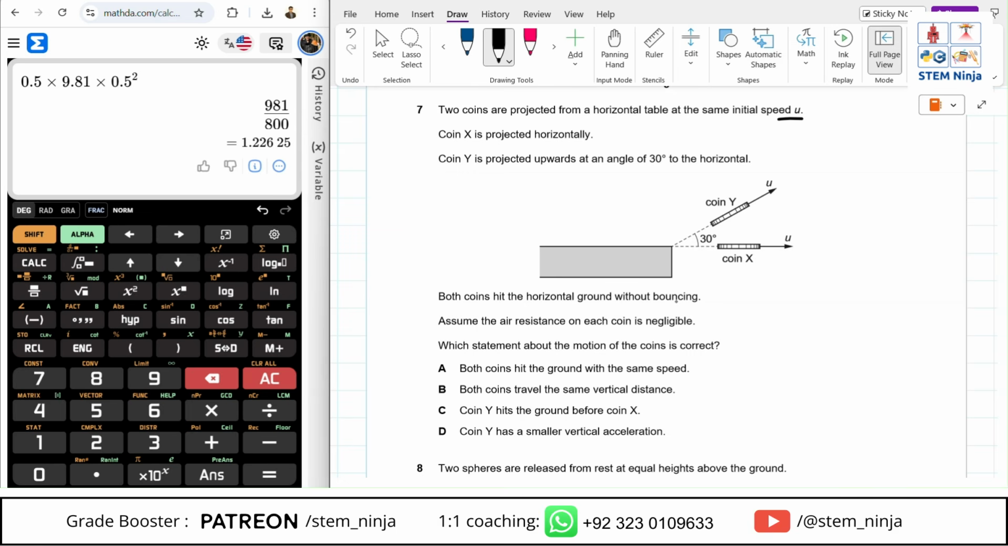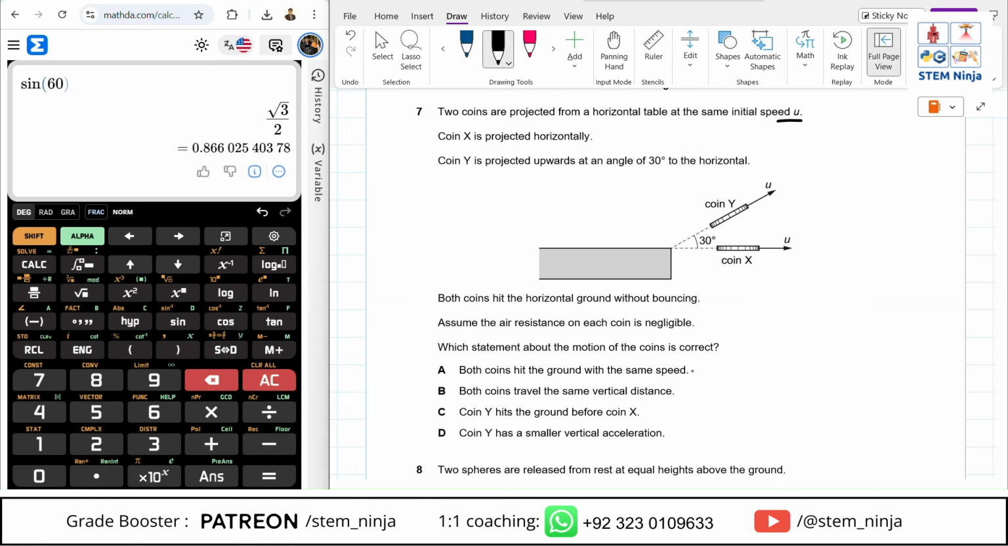Which statement about the motion of the coins is correct? Both coins hit the ground with the same speed. Now, this one is correct, but let's explain why. So this is the top of the table, and this is the actual ground where they land. So what's going on over here is that this will have this trajectory, and this will carry on somewhat like this.